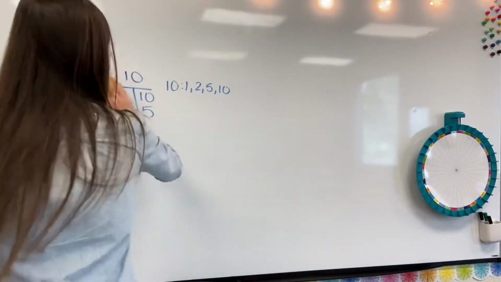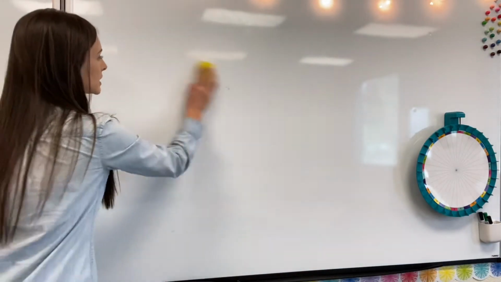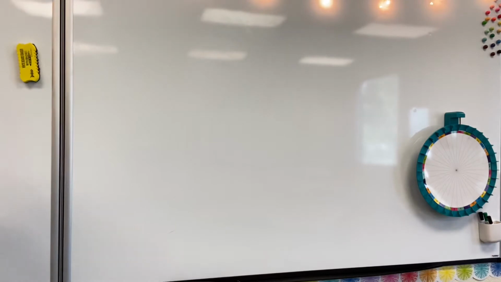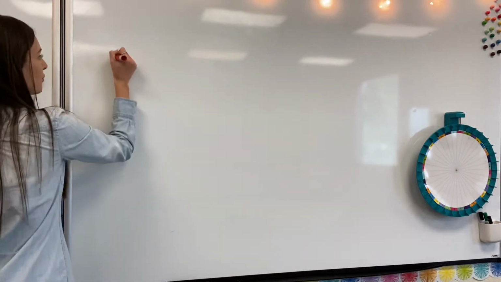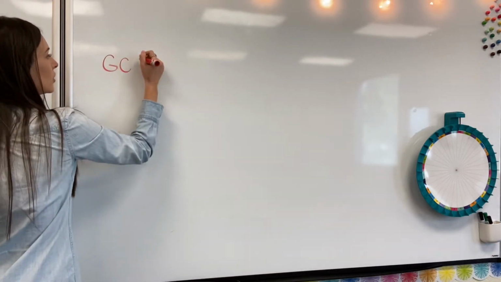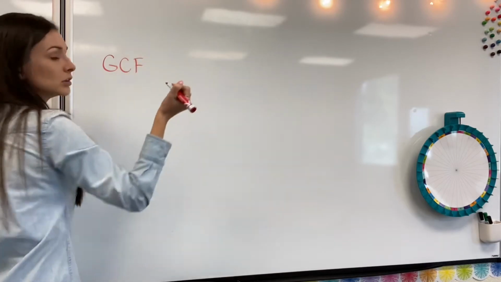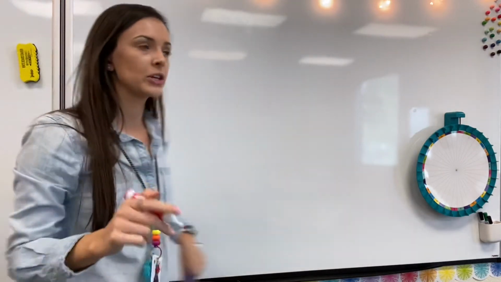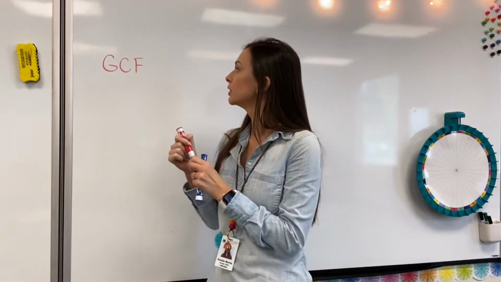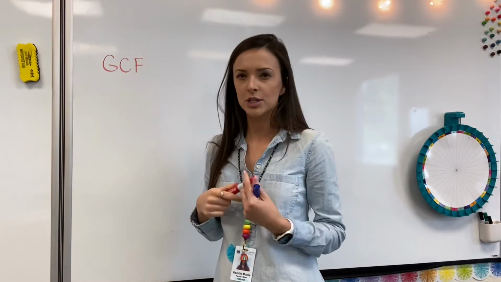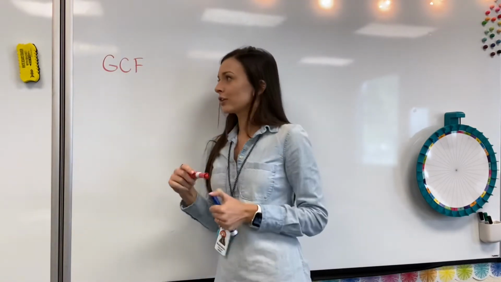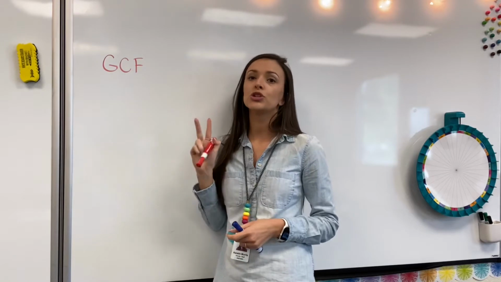So now that you are in the 6th grade, you're going to be asked to find something called the GCF. Now, the GCF, you might be thinking, gooey caramel fudge? What's that? No, just kidding. The greatest common factors between two numbers.